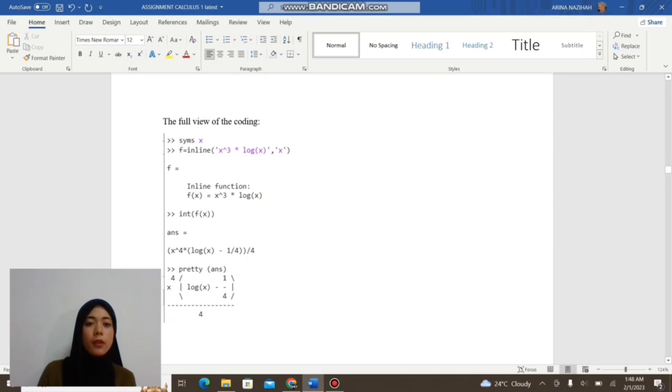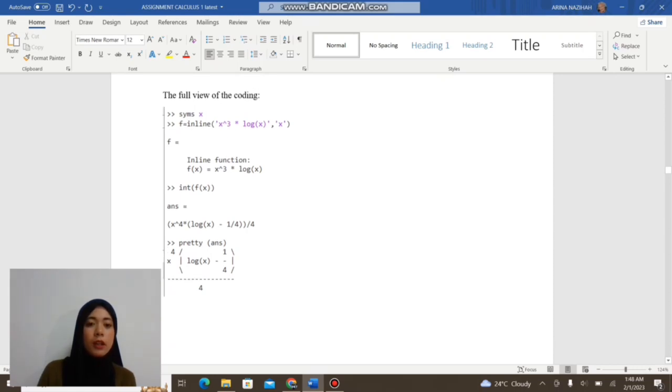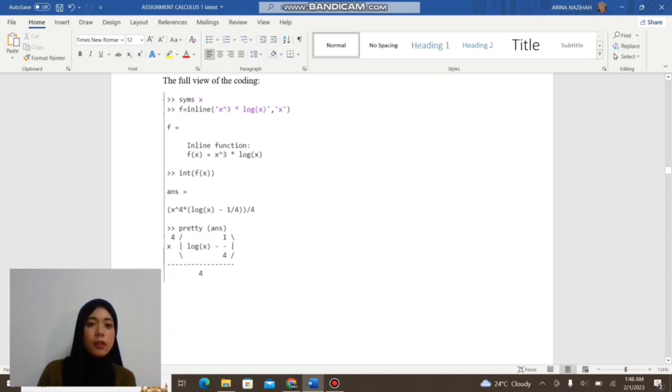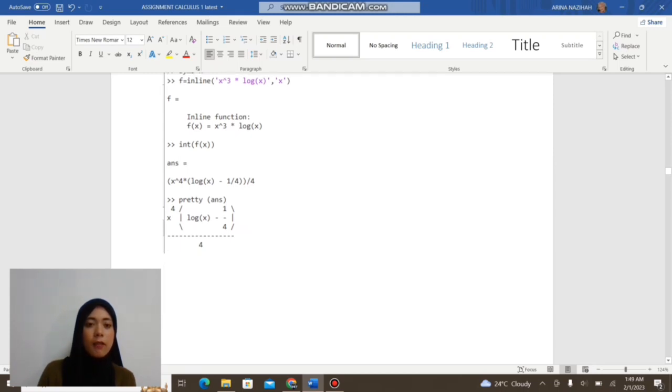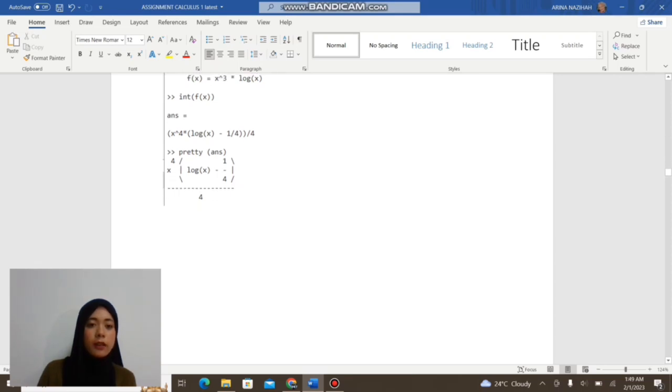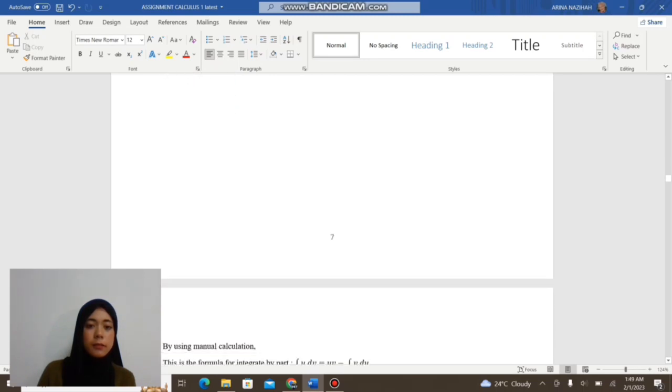This is the full view of the coding in Matlab. syms x, f equals inline function f of x, x to the power of 3 times log x, int f open bracket x close bracket, answer, and the last one, pretty in answer.